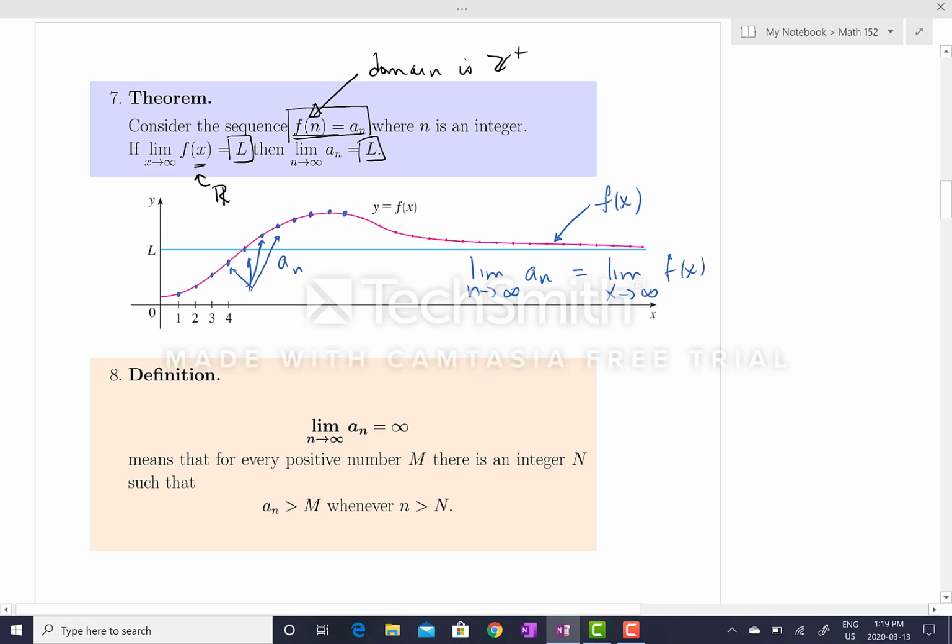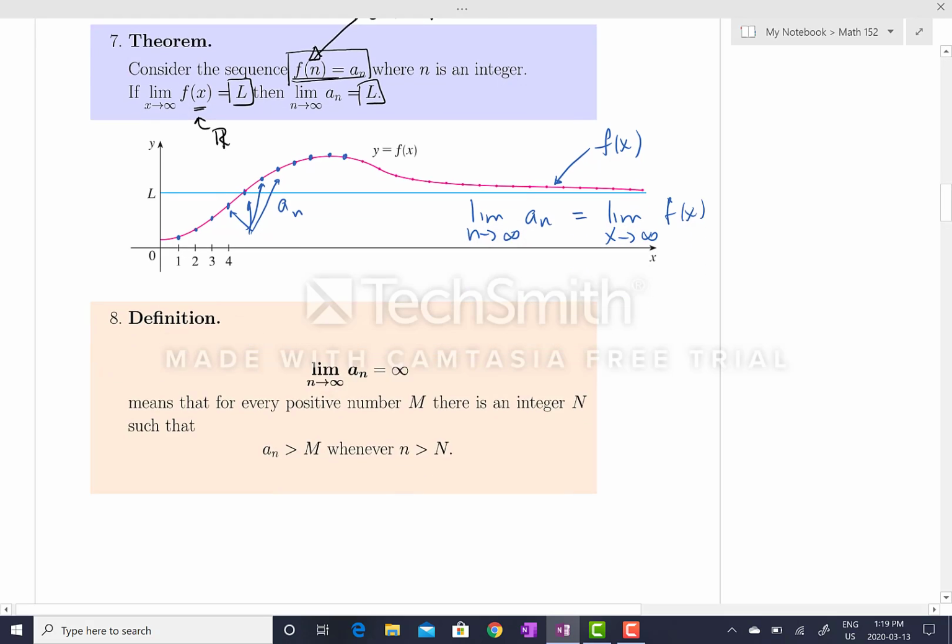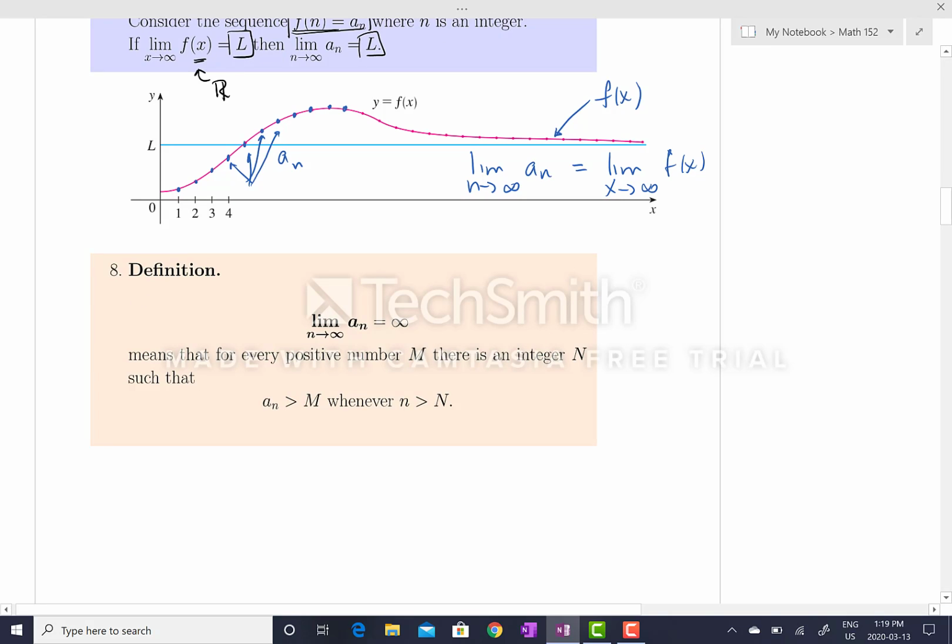Okay, so sometimes we will turn it into a function so that we can use our tools of calculus to analyze what's going on. Okay. If we say something like this, that the limit as n goes to infinity of a of n equals infinity, it means that for any positive number m, we can always go far enough so that a n is bigger than m whenever we're far enough out. This is a sequence that diverges to infinity.